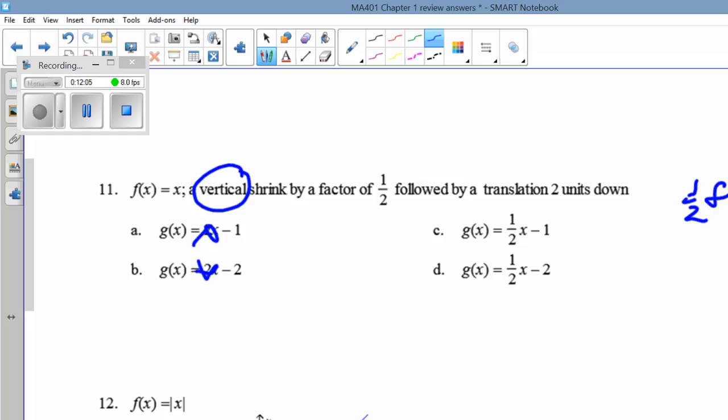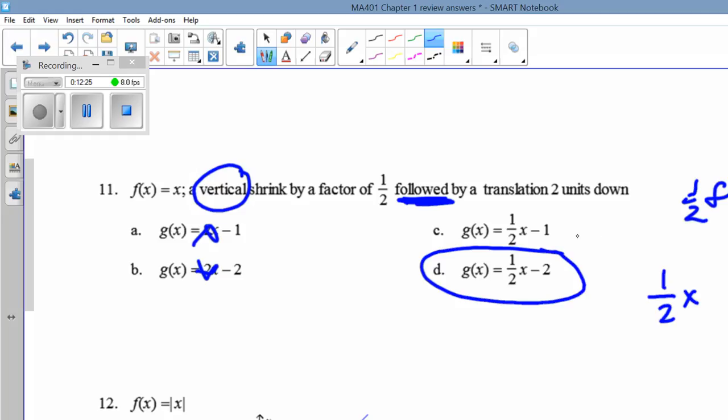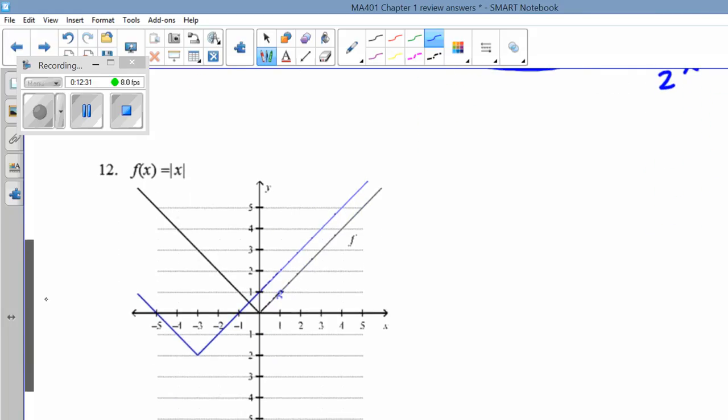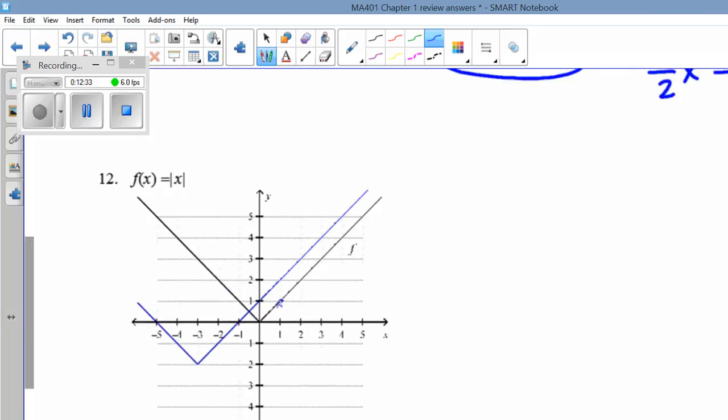So after we do our shrink of 1/2, then, see it says followed by a translation of 2 units down. So we're going to get this one because the function was x. So first we get 1/2 of x, and then we need to move it down, so we subtract the 2. Okay, over here we're just finding the function again.